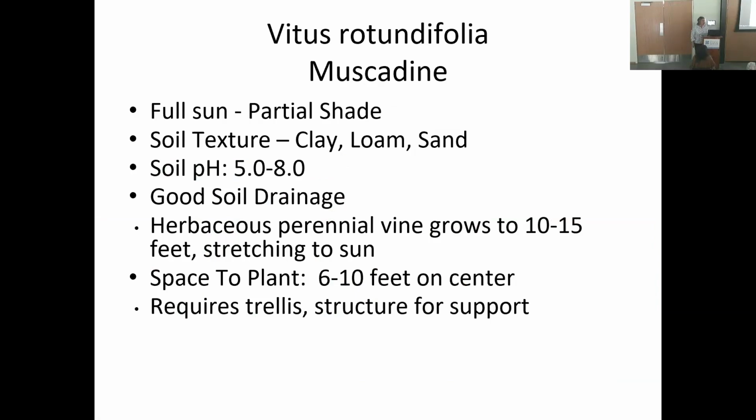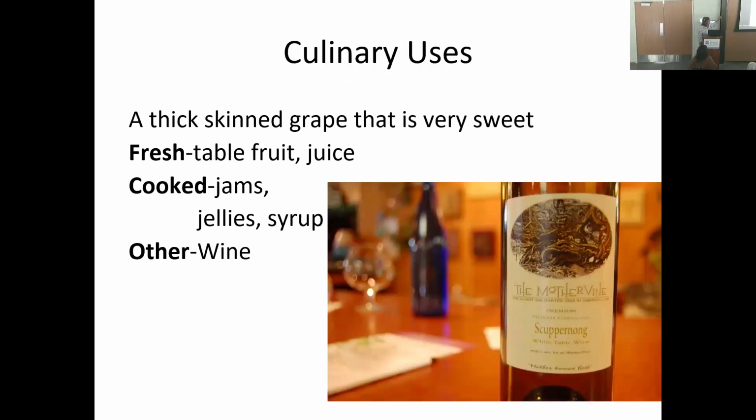It's a woody perennial vine. It's going to grow 10 to 15 feet. It's going to stretch to the sun if it's growing wild in your woods. You know, there's a story of the mother vine. They do need support if you want to harvest the fruit, because they will climb the tree and keep going. So it is thick skin. It does have seeds inside of it, although there are some seedless cultivars now.